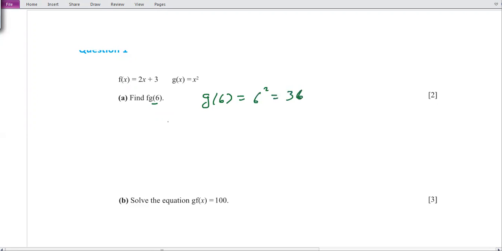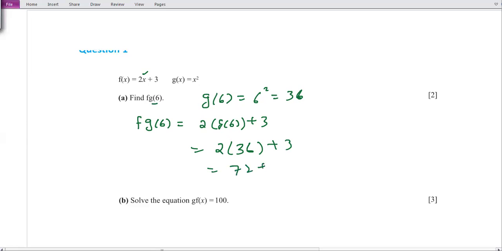Yes. Now you have to find f of g of 6. It means put g of 6 inside f. So here you have to write g of 6. Now put the value of g of 6. It will be 2 into 36 plus 3, which is 72 plus 3. So 72 plus 3 will be 75.